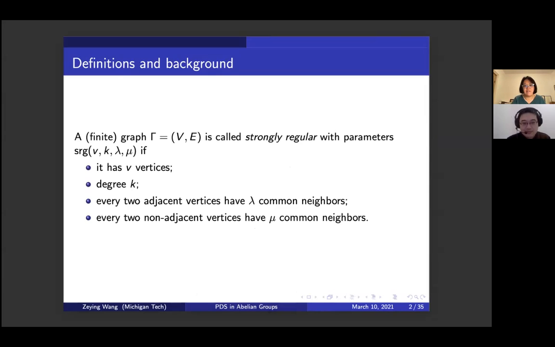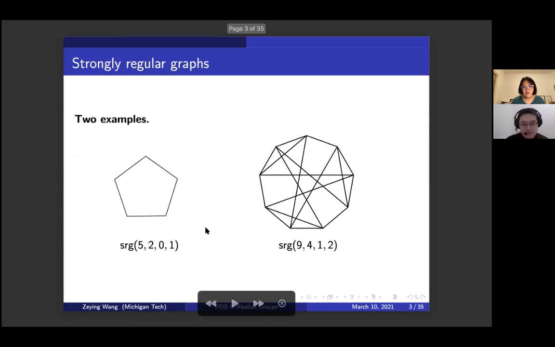A finite graph is called strongly regular with parameters v, k, lambda, mu, if it has v vertices and each vertex has degree k. And for any two adjacent vertices, they have lambda common neighbors, and any two non-adjacent vertices have mu common neighbors. Next, I'm going to show you two examples.